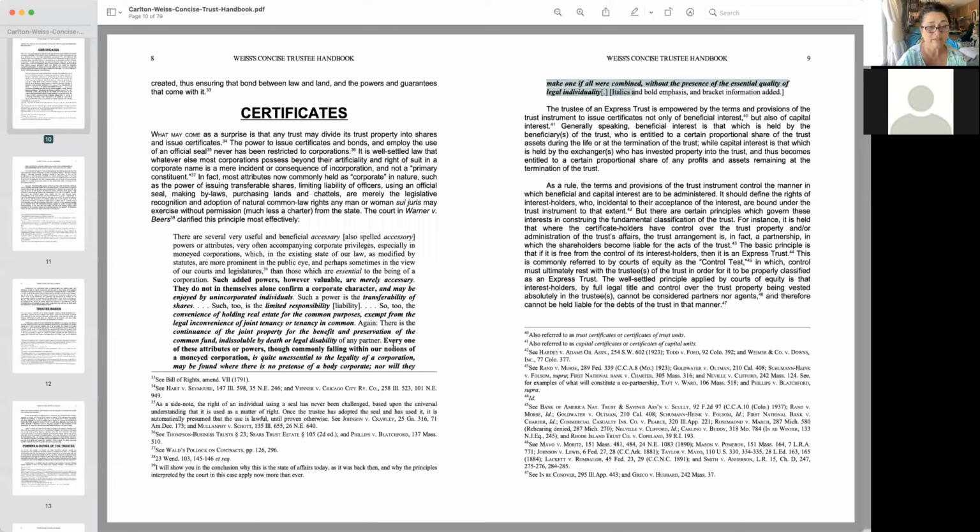So how I was reading this was that these attributes or powers of having a trust, though commonly falling within our notions of a money corporation like Amazon or Costco or something, is quite unessential to the legality of a corporation, may be found, we can have one too, where there's no pretense, like you're pretending of a body corporate, nor will they make one if all were combined without the presence of the essential quality of legal individuality.